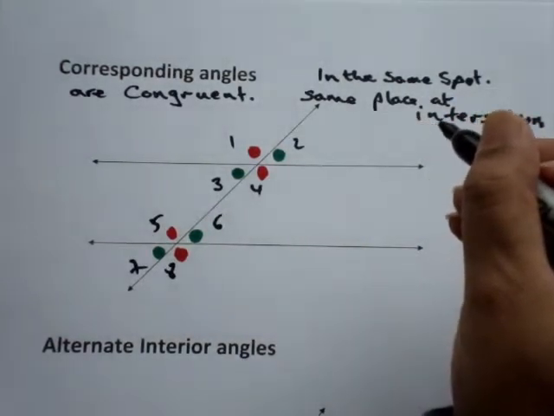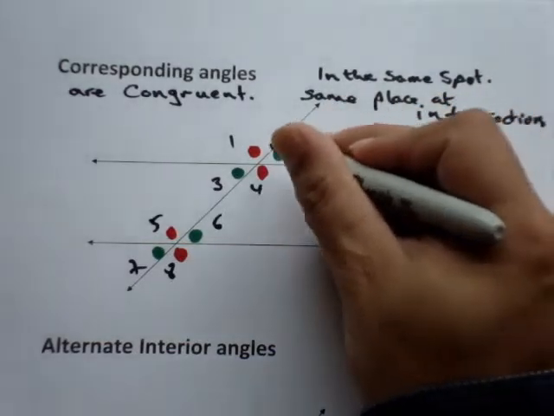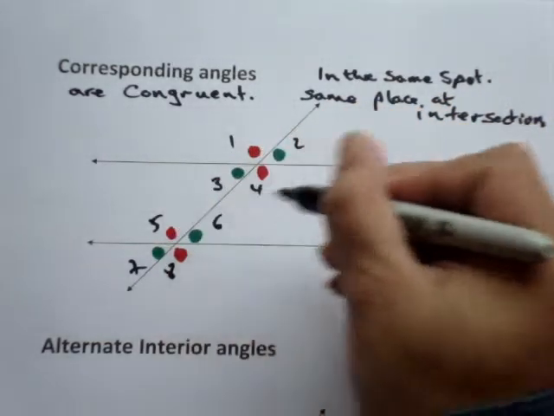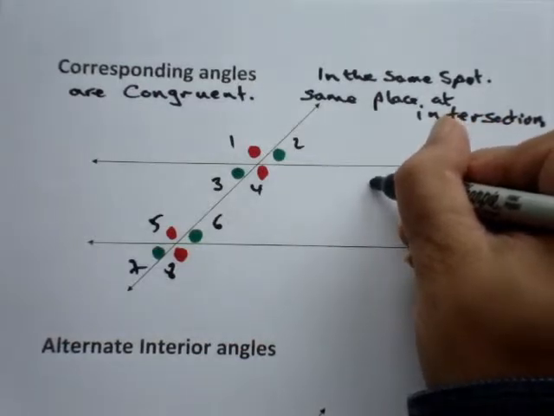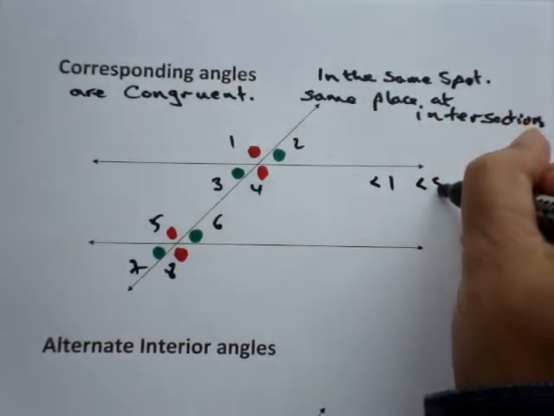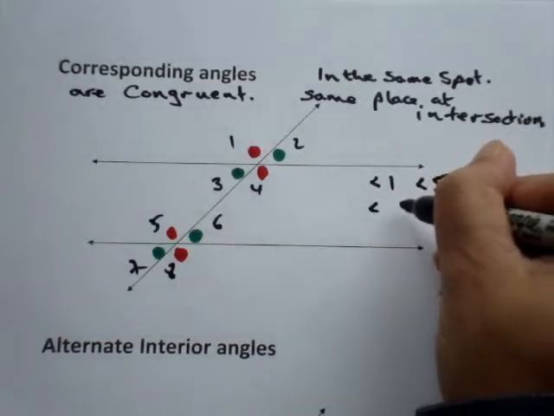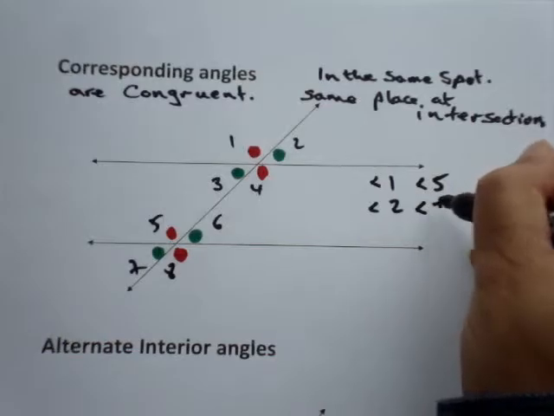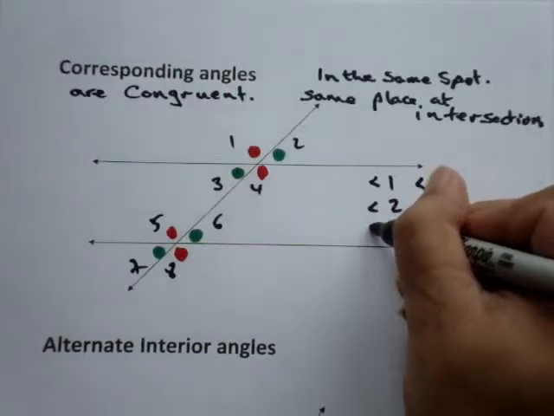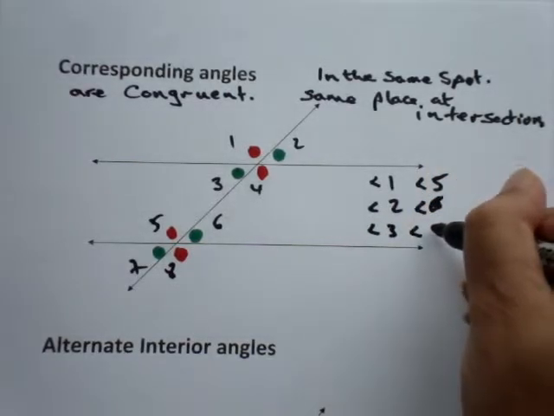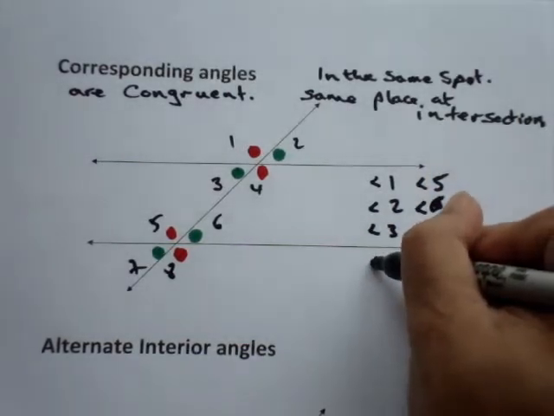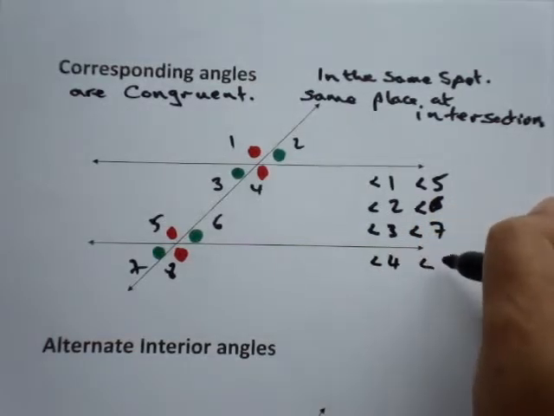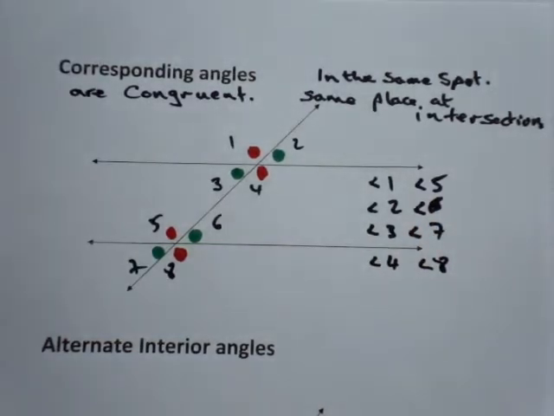So our corresponding angles, which are congruent, are angle 1 and angle 5. Angle 2 and angle 6. They're in the same spot and they're congruent. Angle 3 and angle 7 and angle 4 and angle 8. So those are our corresponding angles.